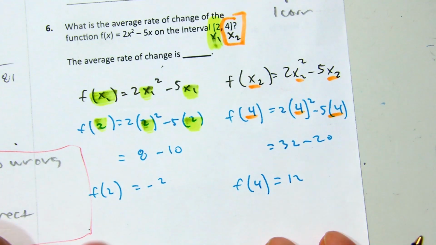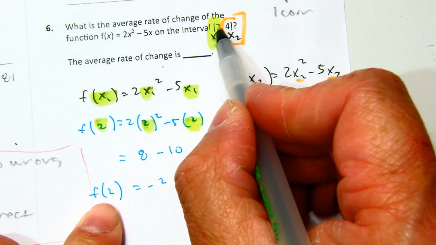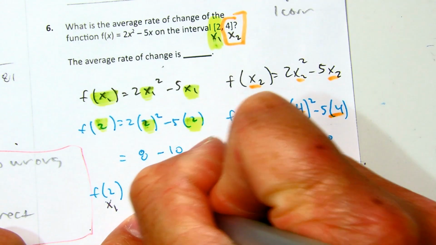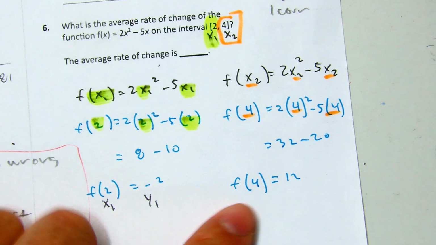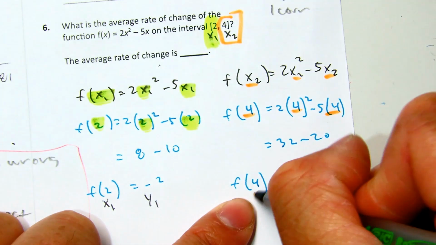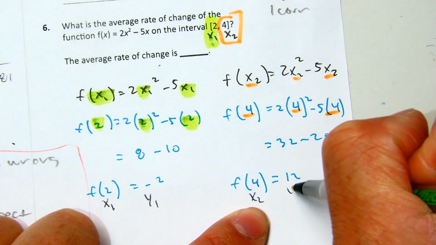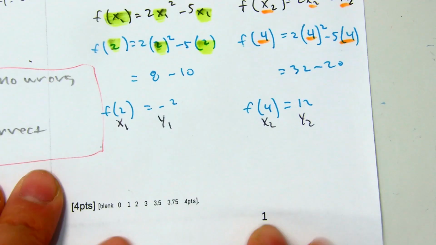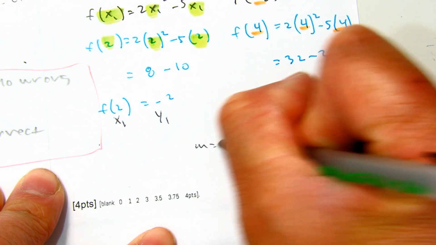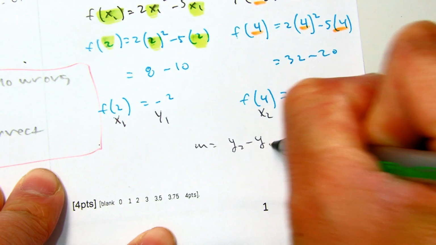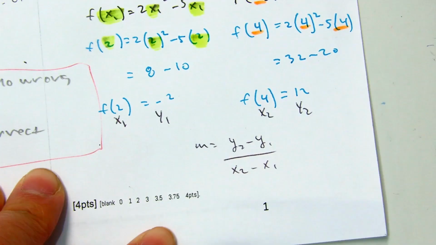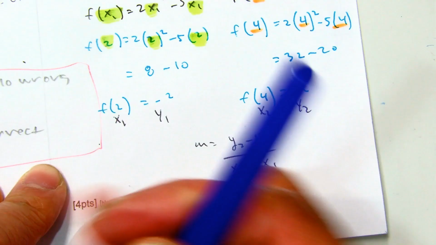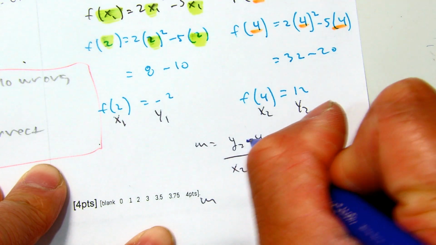Okay, so let's review what we've done. This is your x1 value, and this is going to be your y1 value now. This was your x2 value. This is your output, which we call your y2 value. So to get the average rate of change, you're just going to use your slope formula. Y2 minus y1 over x2 minus x1. I'm going to highlight the subtraction sign because a lot of students get stuck on this one right there.